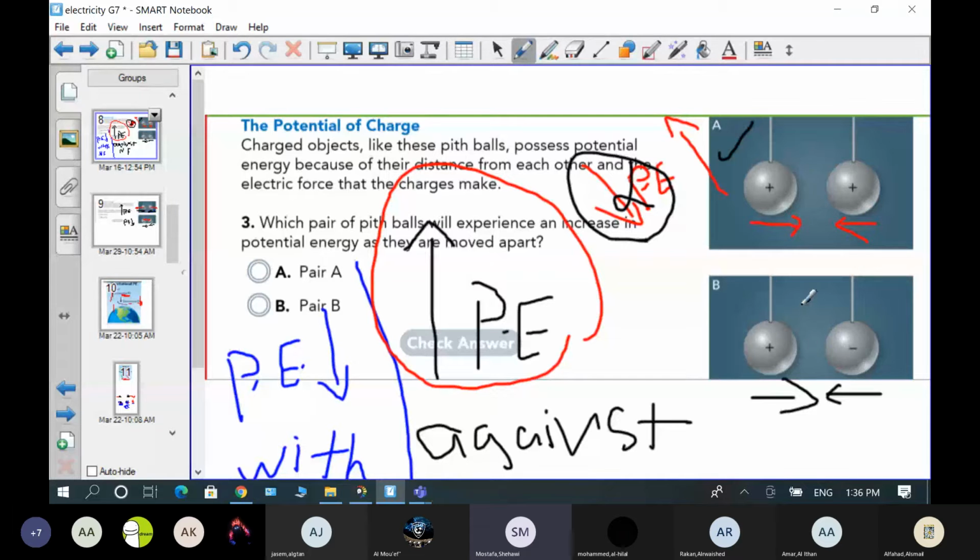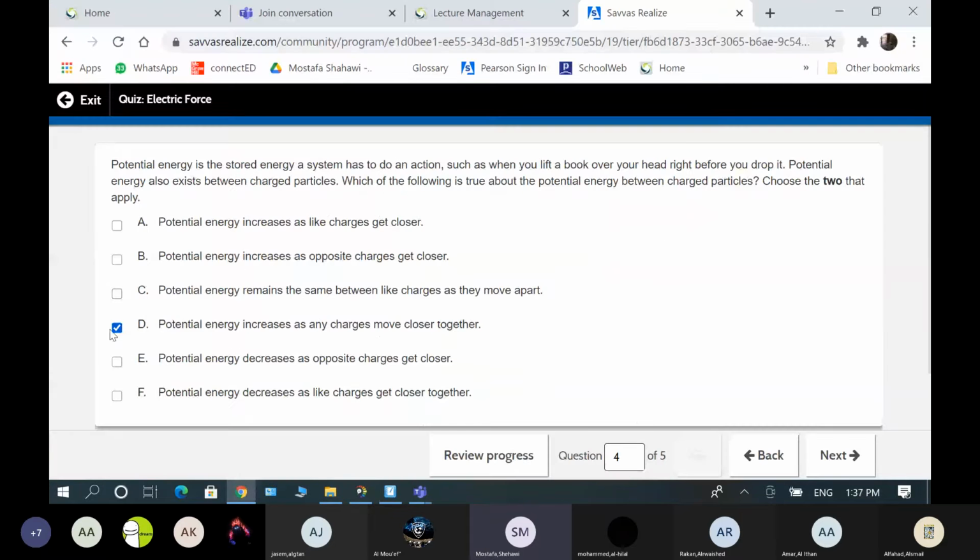Would this potential energy increase or decrease? Potential energy in this case would decrease because they are already attracting. You didn't go against the natural force. You go with the natural forces, which is attraction, and that will lead to decreasing. So we have here two charges getting closer and the potential energy decreases, not increases. And this is opposite to what you chose here: potential energy increases as any charges move closer. No, because I showed you an example.